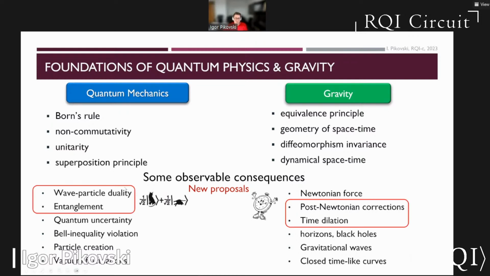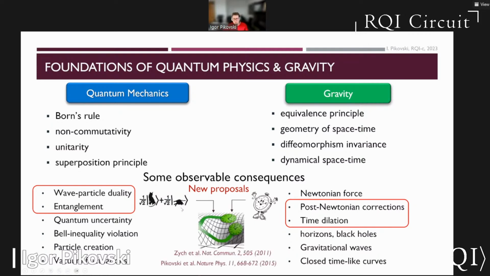One is, well, there is another interface we can look at. So going beyond the Newtonian force, we can look at post-Newtonian effects, and in particular time dilation, which is unique to GR, and see how that intertwines with this matter wave interferometry. And that is really something that we worked on together with Magdalena Züch, Fabio Costa, and Czeslaw Bruckner when we were back in Vienna working together.